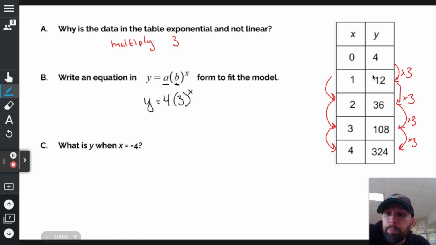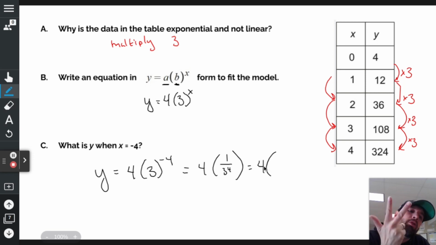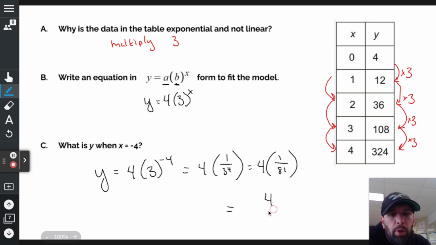I did it right. Okay, now what I have to do is kind of work my way a little backwards. What is y when x is negative 4? Well, y is going to be 4 times 3 to the negative 4, or 4 times 1 over 3 to the 4th, or 4 times 1 over 9, 27, 81, 1 over 81, or 4 over 81.